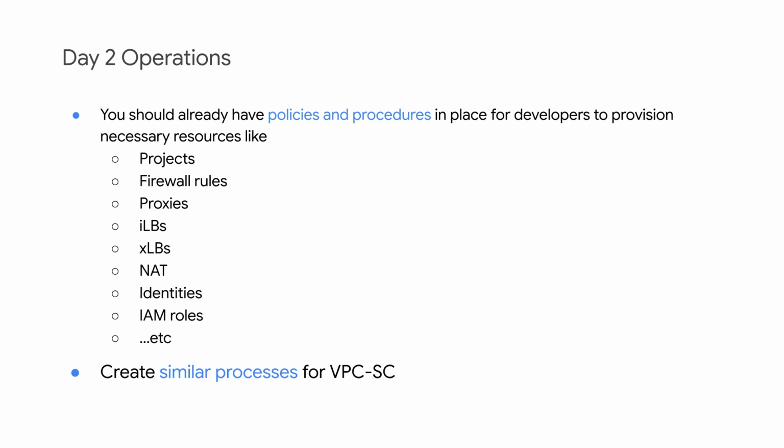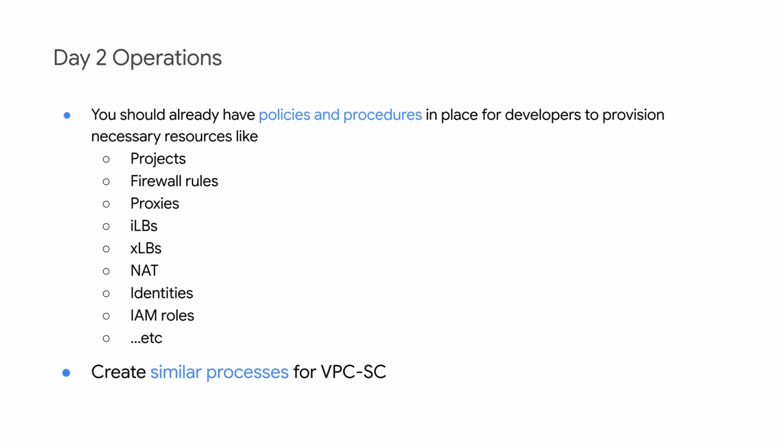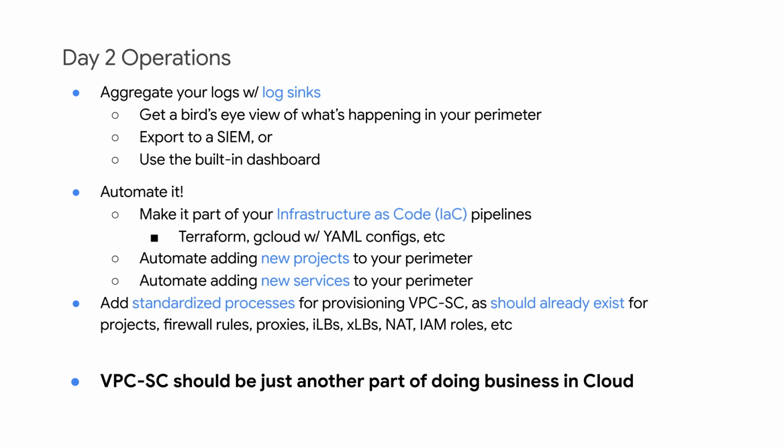All right, to recap, simplifying ongoing VPCSE maintenance and management means making things easier for yourself as an administrator. Aggregation and automation are the names of the game, and doing both can make operationalizing your VPCSE perimeters much easier in the long run. Likewise, defining processes for VPCSE, just like you already have for other services, will be key to making VPCSE just another part of doing business in cloud.